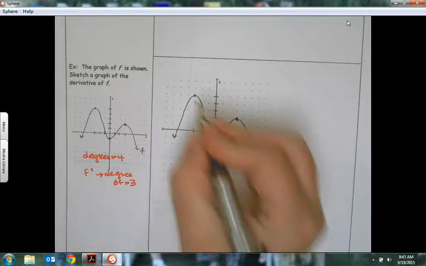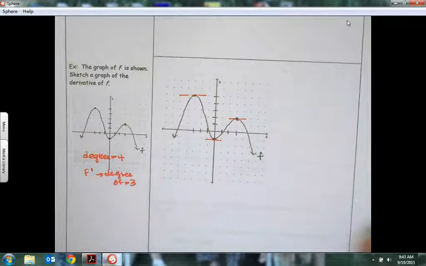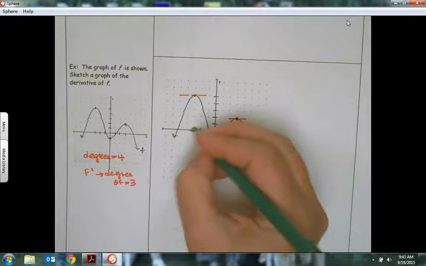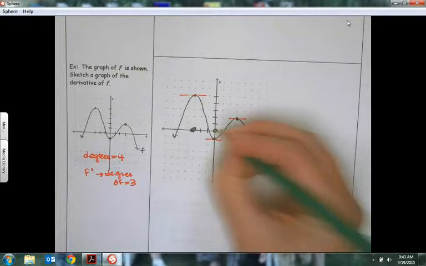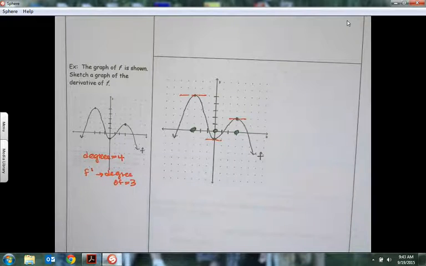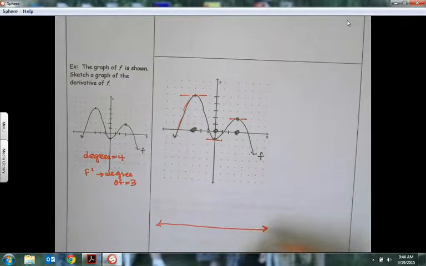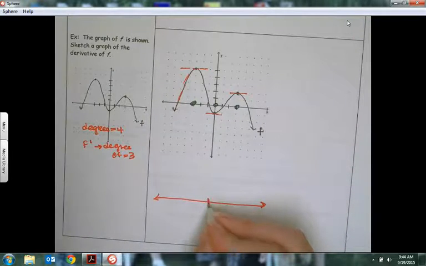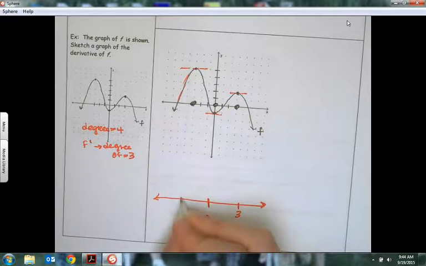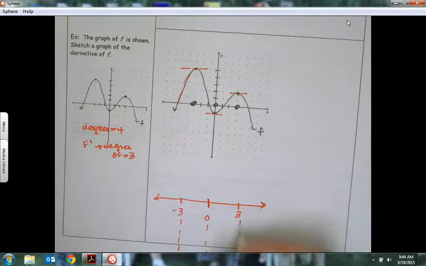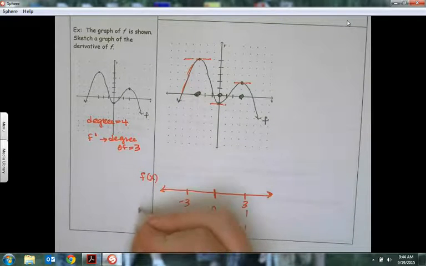Alright, so the first thing I'm going to do is I'm going to go find those critical numbers. So here I can see my critical numbers. That's going to be where my derivative would have been 0 here, because all of those tangent slopes are 0. Then I look at these tangent slopes. So let's sketch this out. We have 0, 1, 2, 3, 1, 2, negative 3. So those are my zeros for f of x, for f prime of x.